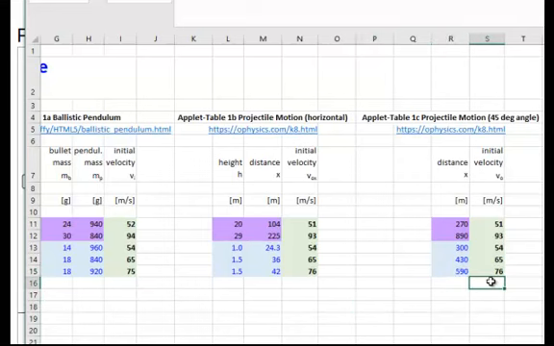So these are the data for the applet, and again, notice that they're really perfect results, and don't expect those kind of perfect results for when you do the actual experiment.